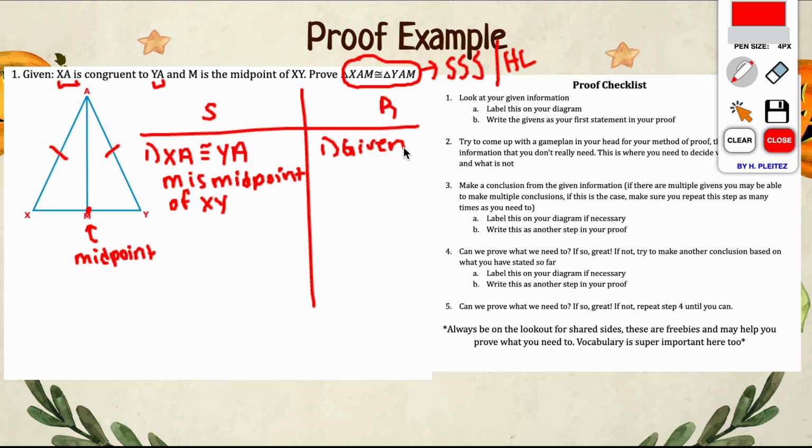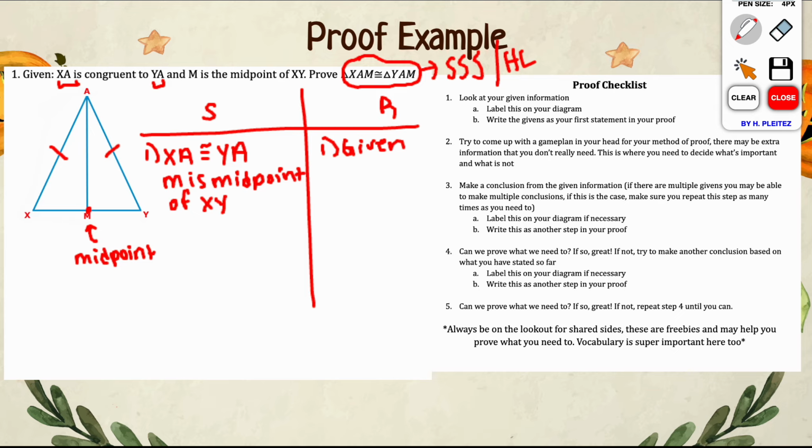And then, as it said, we did steps A and B. We labeled our givens and we wrote them as our first statement. Now, it says to try to come up with a game plan in your head for what our method of proof is going to be. There might be extra information that we don't really need. Now, in this example, we won't really see this, but there might be times where you can make a million conclusions, but you don't need all of those conclusions to come up with your proof statement. So there might be times where you need to decide what's important and what's not.